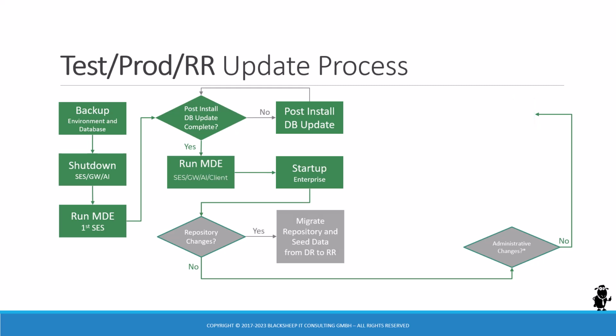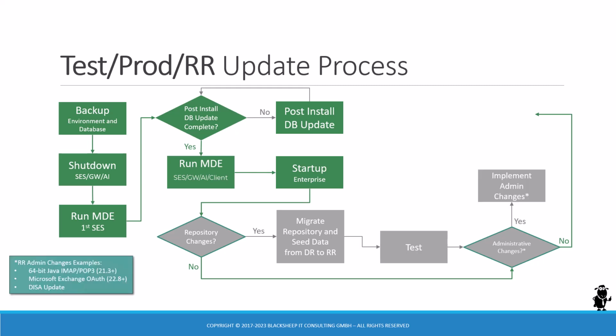Now, the longer path is, of course, if you had repository changes, you need to go and fire up that migration application to migrate the repository, and don't forget the CData changes from the development to the RR environment. Make sure you test that thoroughly, and if you have any administrative changes, depending on your implementation, you have to implement those. And then we're done with the update of a test or production environment.